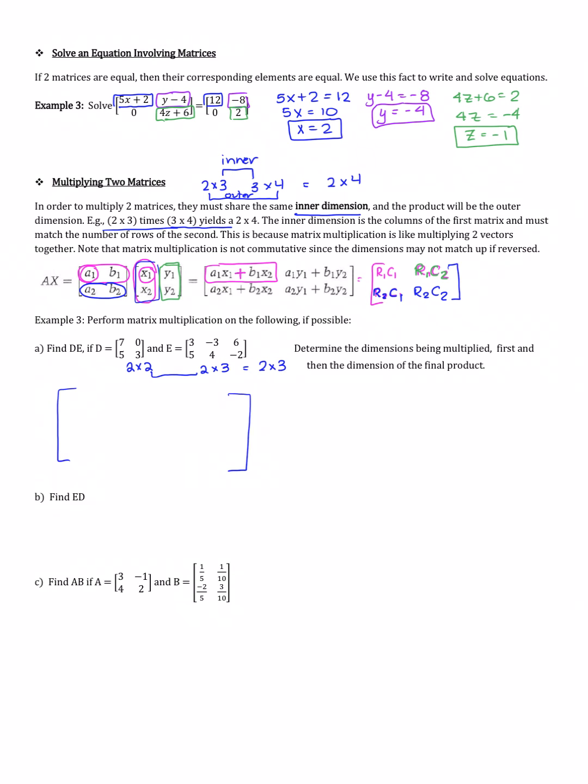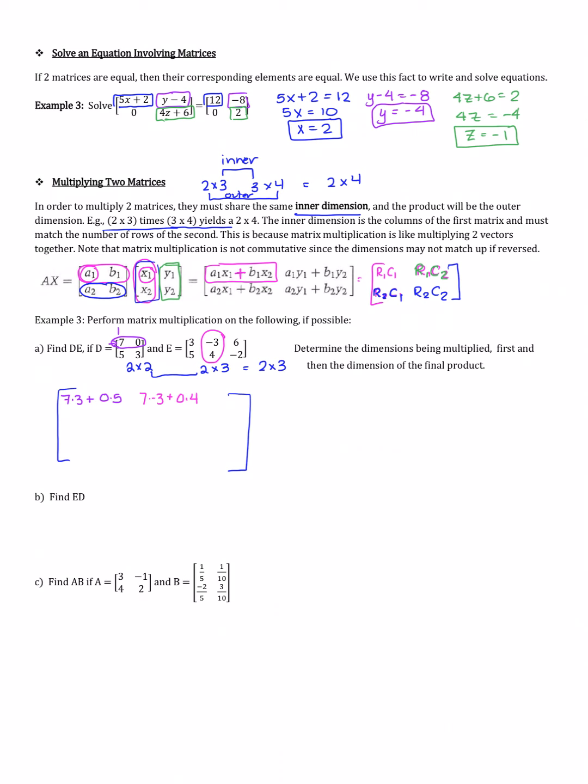So we're going to do row 1 with column 1. I'm going to have 7 times 3 plus 0 times 5, and we'll simplify this when we're done. That would be row 1, column 1, the result. Now I'm going to do row 1 with column 2. That's going to be 7 times negative 3 plus 0 times 4.